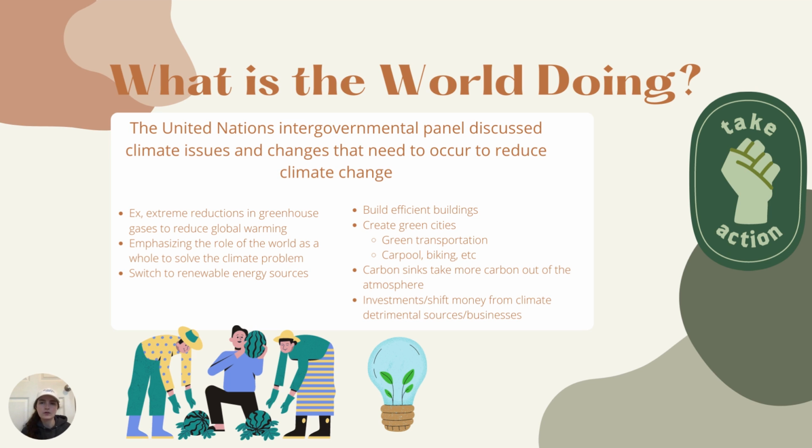So, what is the world doing to combat these issues? Well, the UN Intergovernmental Panel discussed climate issues that occur and the changes that come with legislation. They structured their main points as you see below. Essentially, the UN wants to use human infrastructure and investments into reversing the speed of climate change, or at least mitigating it.